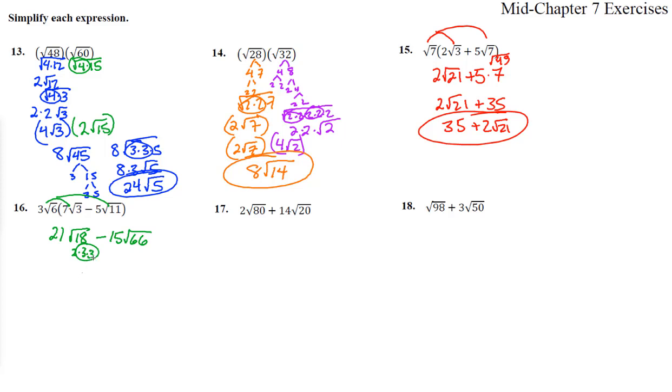So there's a perfect square that needs to come out. So 21 times 3 times the square root of 2 minus 15 times, let me see, this is 6 times 11, which is 2 times 3 times 11. No perfect square in there, so that guy has to remain the same. And 21 times 3 is 63. 63 square roots of 2 minus 15 square roots of 66. Excellent.